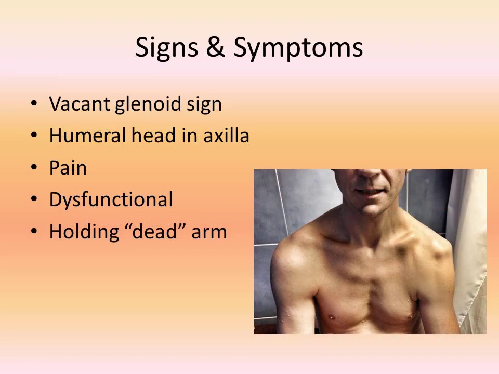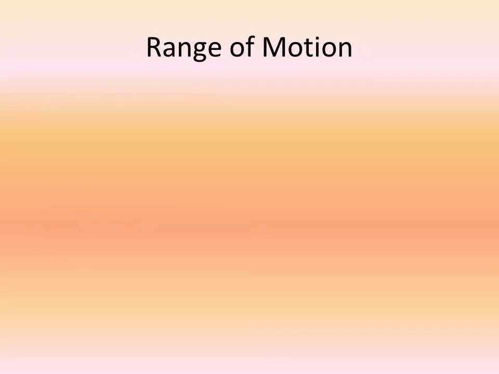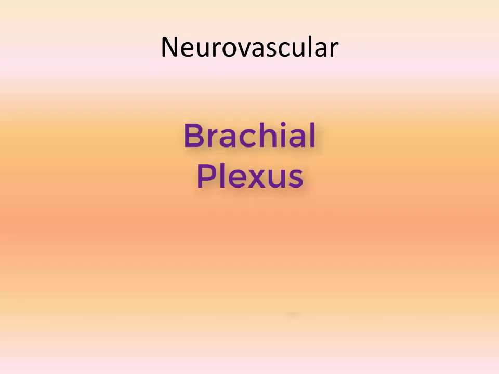Signs and symptoms include a vacant glenoid sign. This is very key to the clinical evaluation. You'll see a step-off and a very prominent acromion process. The humeral head will be sitting in the axilla. It's obviously very painful. The person will be dysfunctional, and the person will look like they're holding a dead arm. Range of motion in the glenohumeral joint is going to be extremely limited in both active and passive range of motion. Neurovascularly, you will want to check the brachial plexus as well as the radial artery.